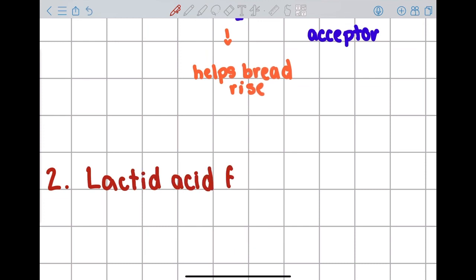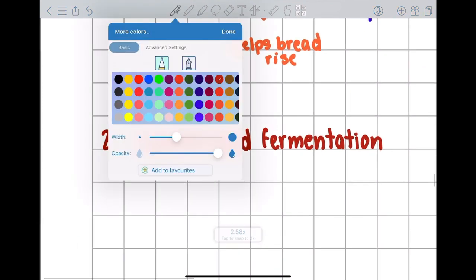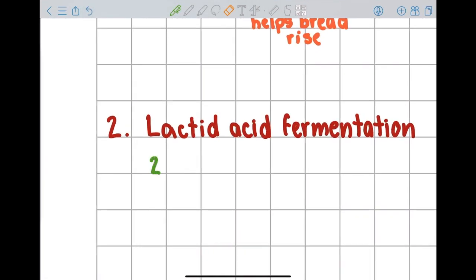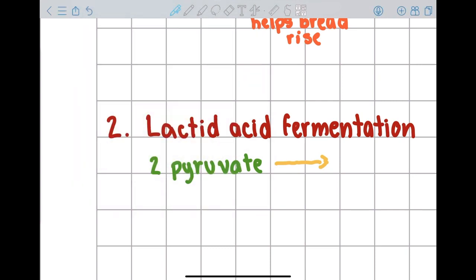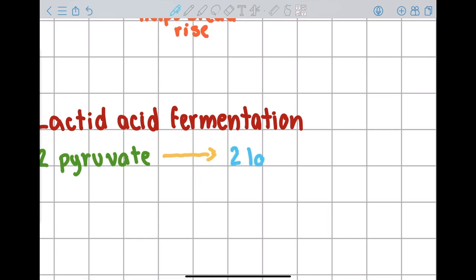Lactic acid fermentation can be carried out by your muscle cells if they are experiencing oxygen debt, for example, when you work out intensely or when you run a lot. Lactic acid fermentation starts off the same way as alcoholic fermentation, with the two molecules of pyruvate produced during glycolysis. The 2-pyruvate will yield or produce 2-lactate.